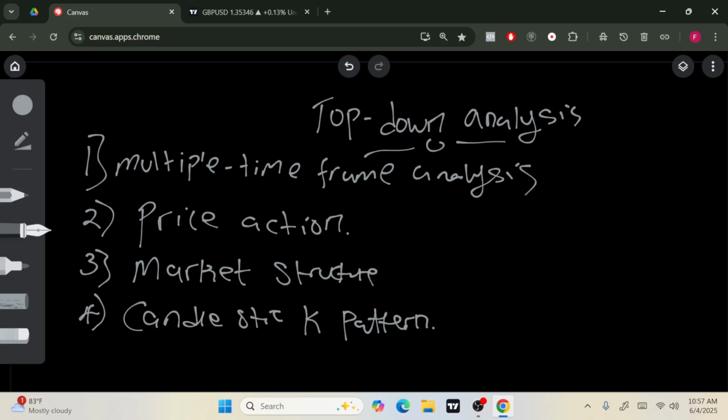So the time frames that we have in the forex market, widely used, are 1 minute time frame, 5 minutes time frame, 15 minutes time frame, 30 minutes time frame, 1 hour time frame, 4 hour time frame. Then we have daily time frame, and we have monthly.